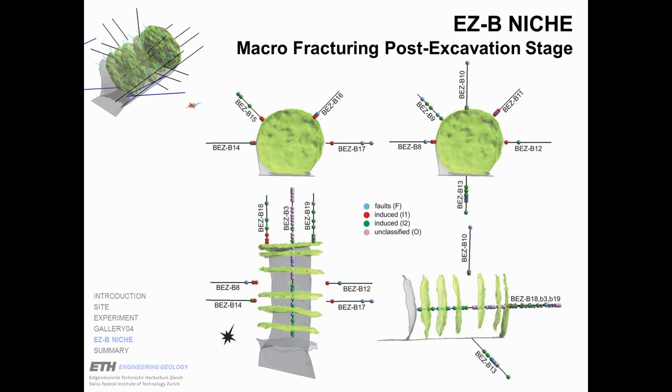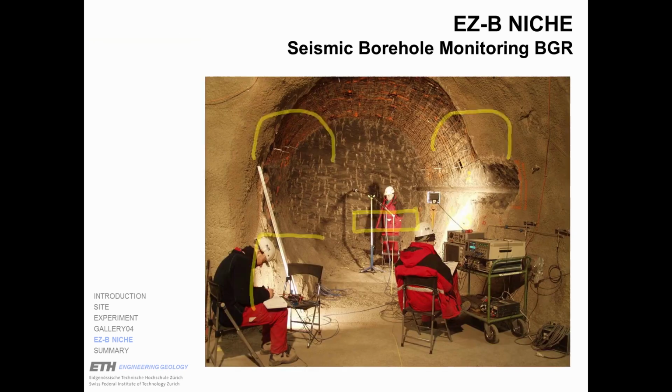So the niche-induced macroscopic unloading joints have been classified either as unloading joints 1 or 2, depending on the reliability with which we could interpret the core and the images. So red are quite clear unloading joints, and green are joints where we are not absolutely sure how they have formed. So you can see in this image that macroscopic fracturing caused by the excavation of the niche only occurs very close to the niche, not at a large distance from the excavation boundary.